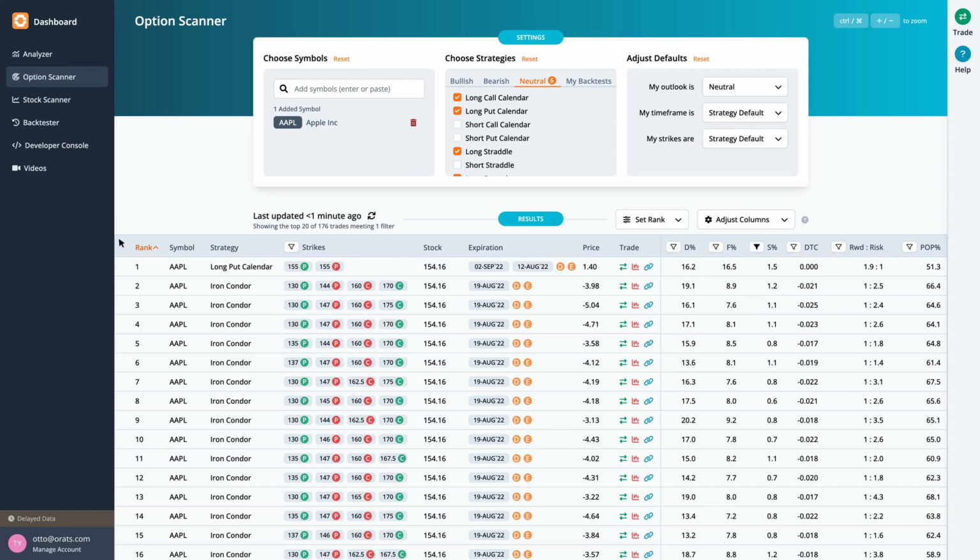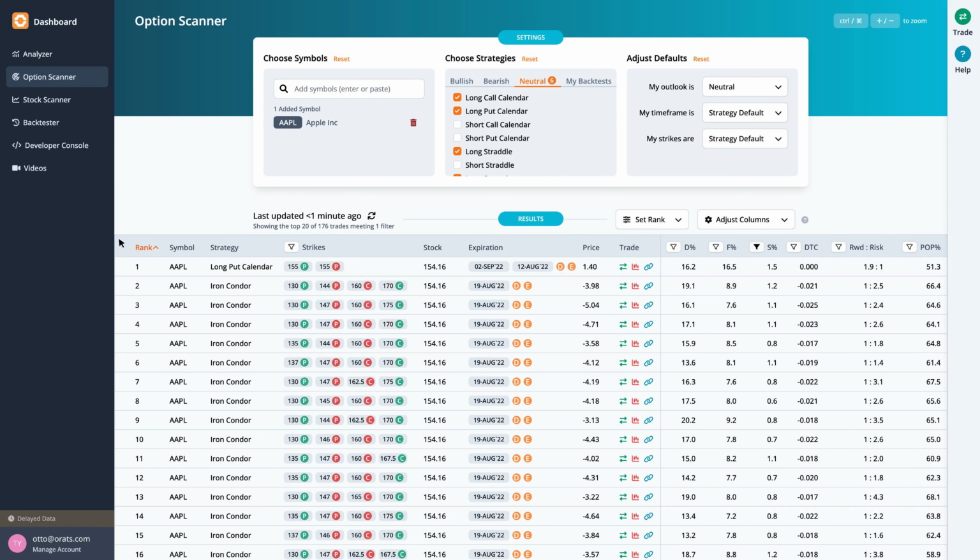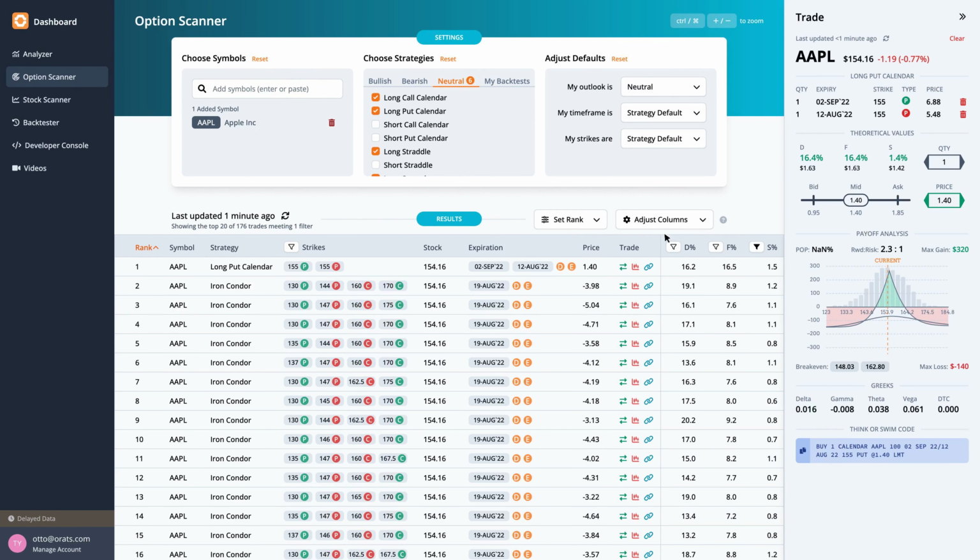The highest ranked trade is a long put calendar with strikes at 155, expiring on Friday, September 2nd and Friday, August 12th, for a debit of $1.40. By pulling up the trade, we can see the theoretical values in more detail.